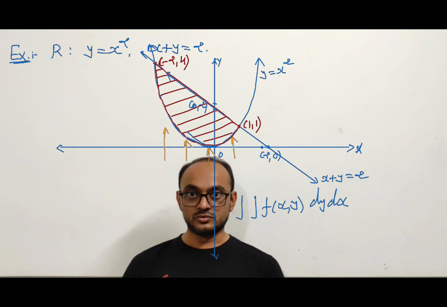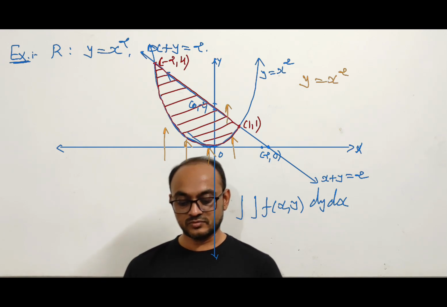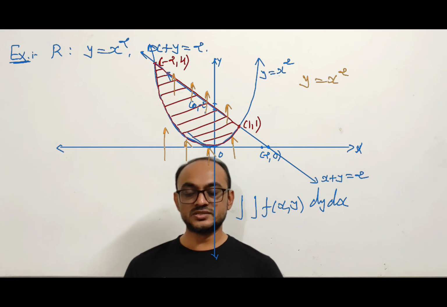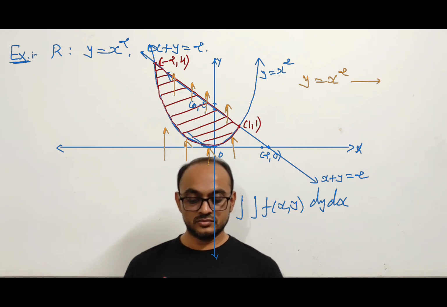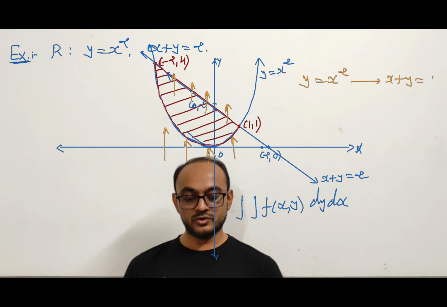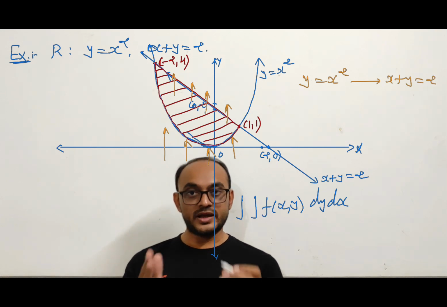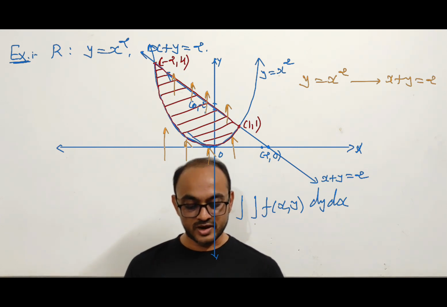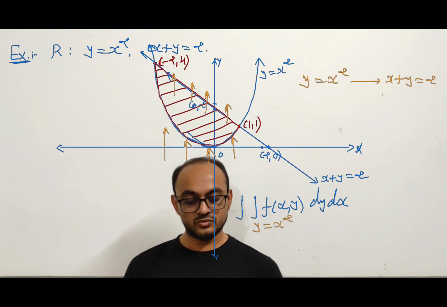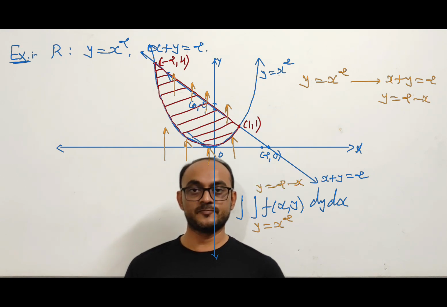We are entering from which curve? y is equal to x squared. So y is equal to x squared is our entry. And we exit from this curve. What is the exit? x plus y equal to 2. We are writing for y, because it is the inner limit of y. So what is y here? 2 minus x. So y is equal to 2 minus x.